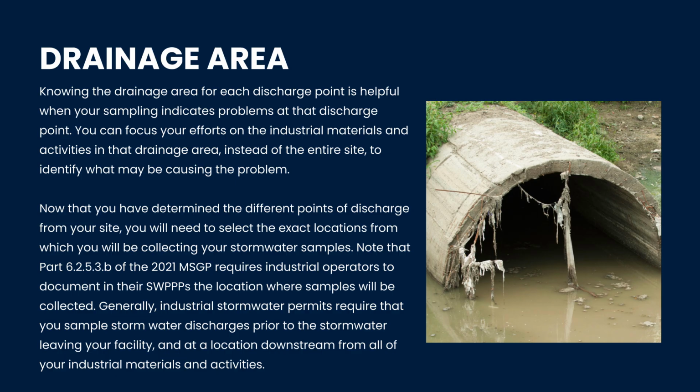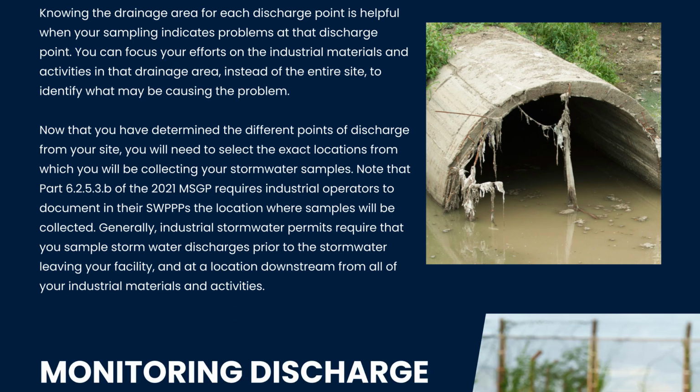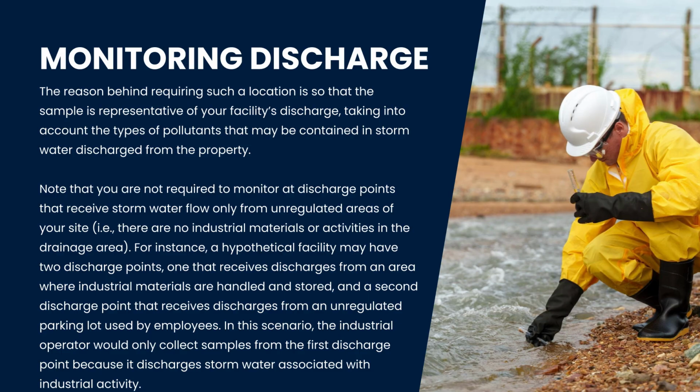Sampling should occur at locations that represent your facility's discharge, typically downstream from all industrial activities but before the water leaves the site. Sampling locations are selected to ensure results accurately reflect your facility's impact. Monitoring is not required for areas without industrial activity, but it is essential for areas where materials or operations could contribute pollutants.